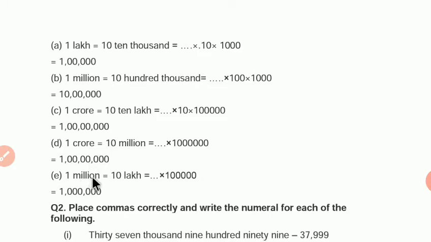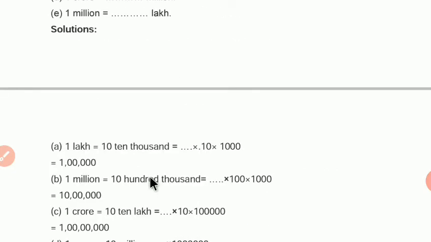Next one, 1 million is equal to how many lakh? Lakh has total 5 zeros. So 1, 2, 3, 4, 5. And million has 6 zeros. So again, as in the previous question, we will multiply lakh by 10 to get 1 million. So 1 million is equal to 10 lakh. I hope you have understood this question.